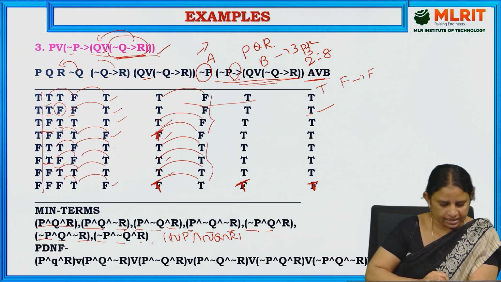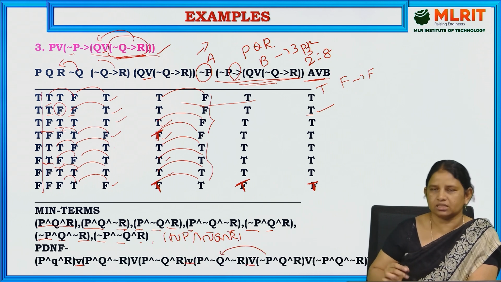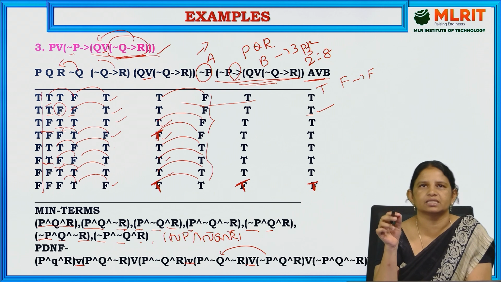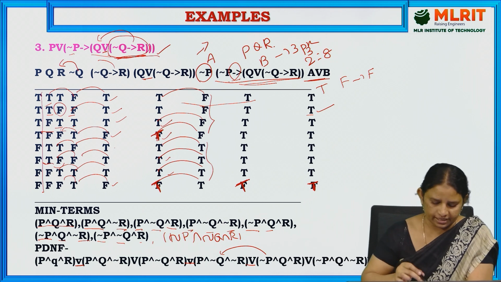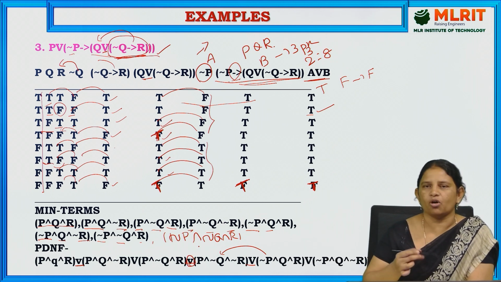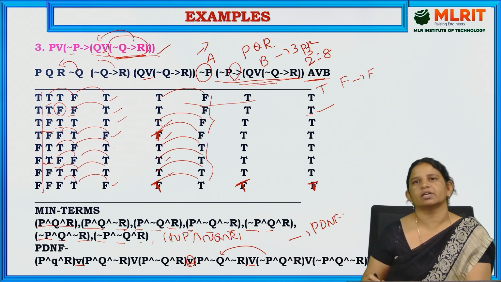Take the sum of minterms: put the sum symbol between all the minterms. This is the PDNF. This is the given PDNF.